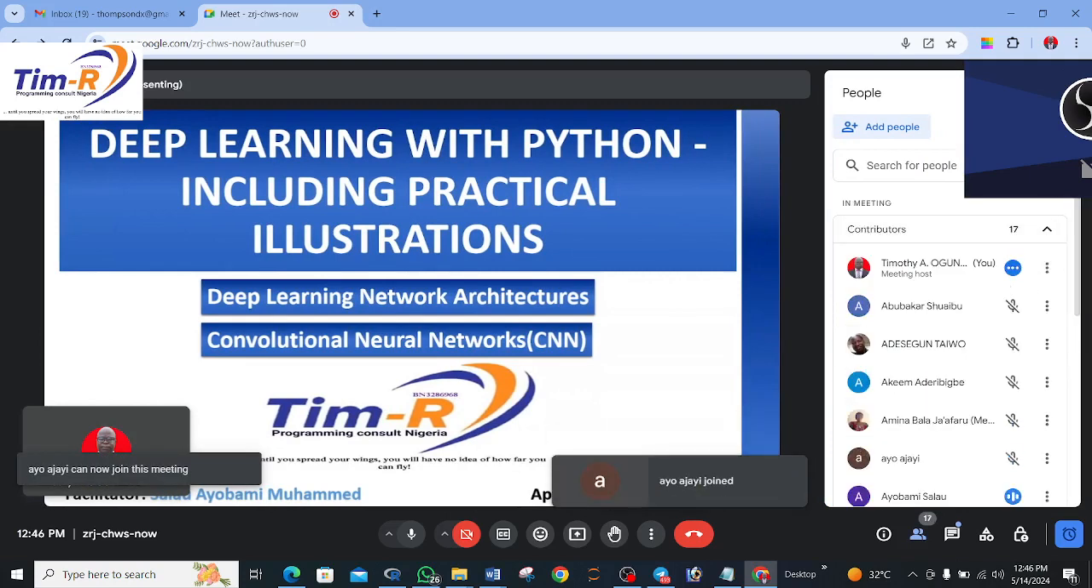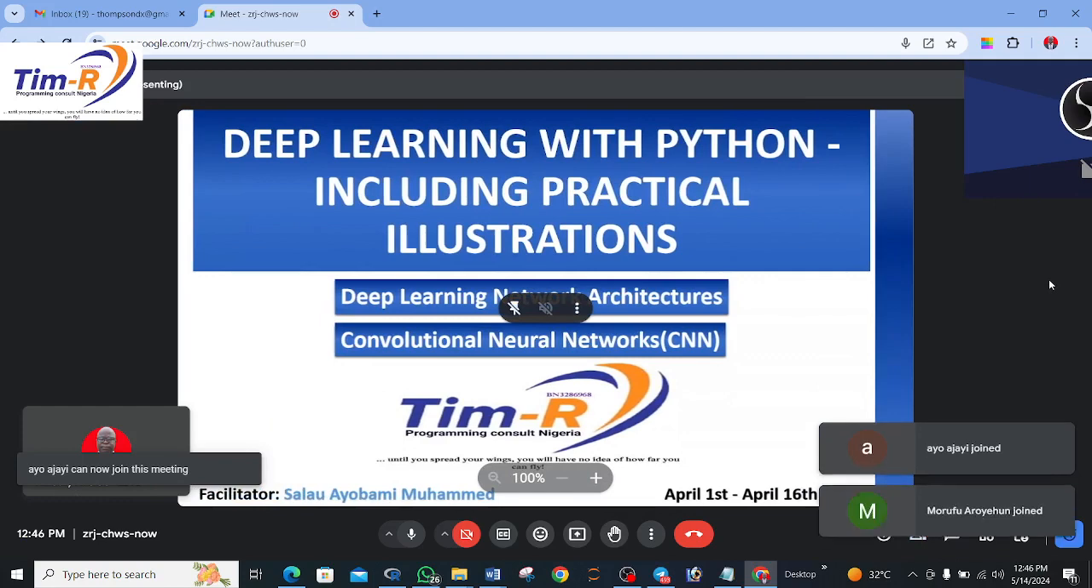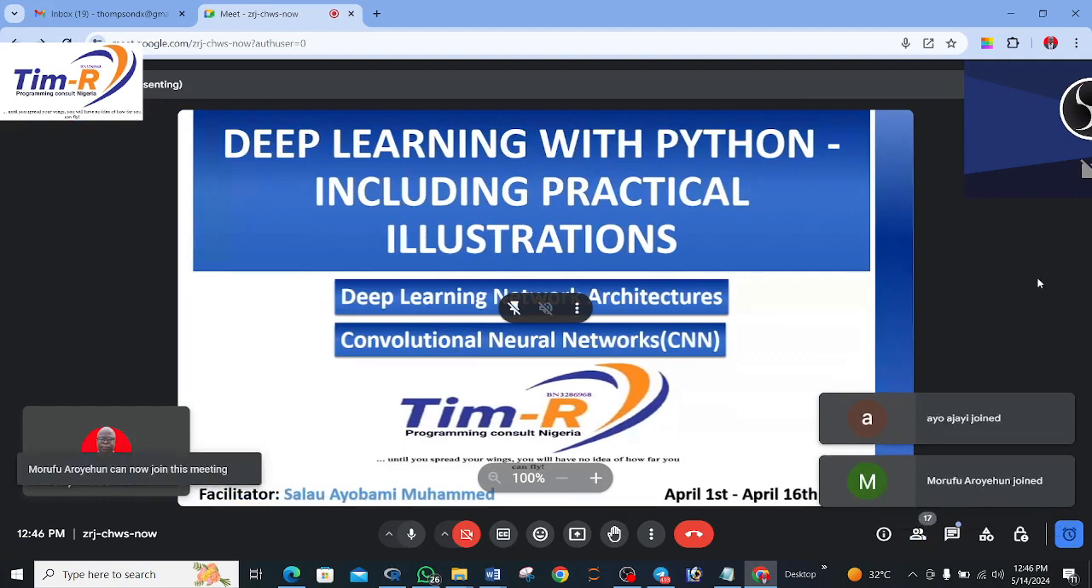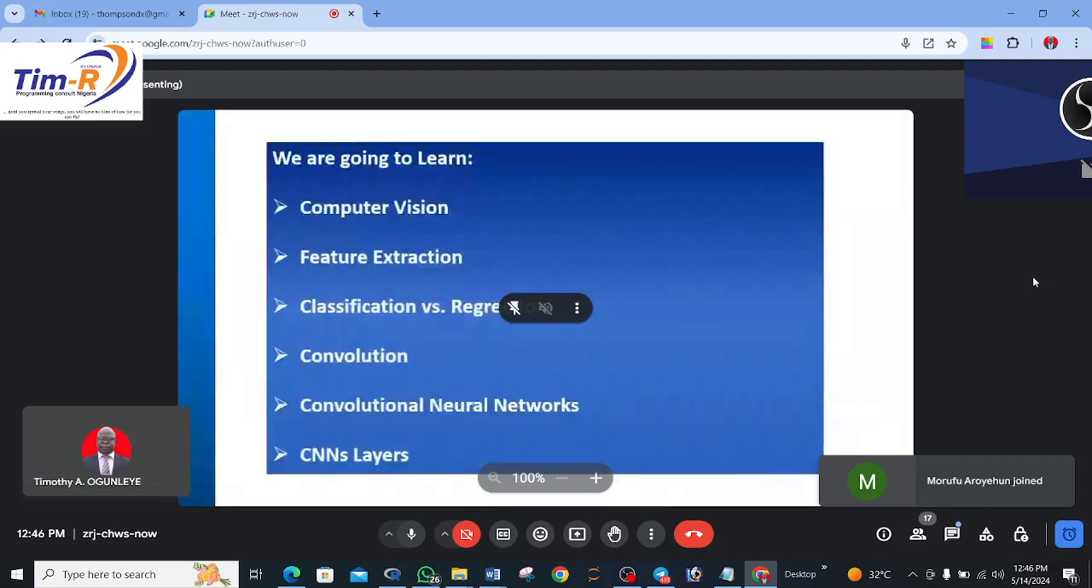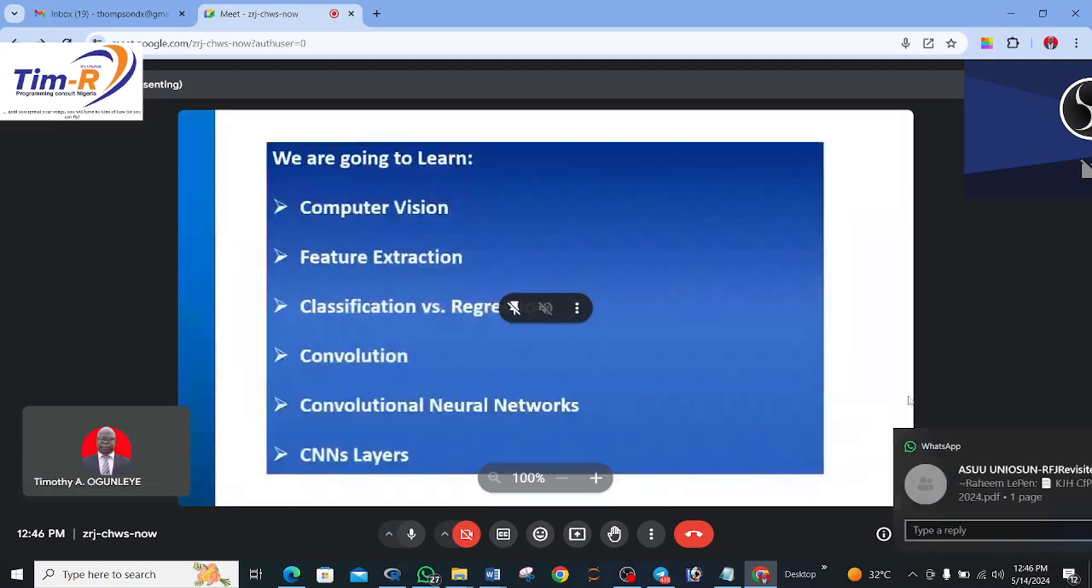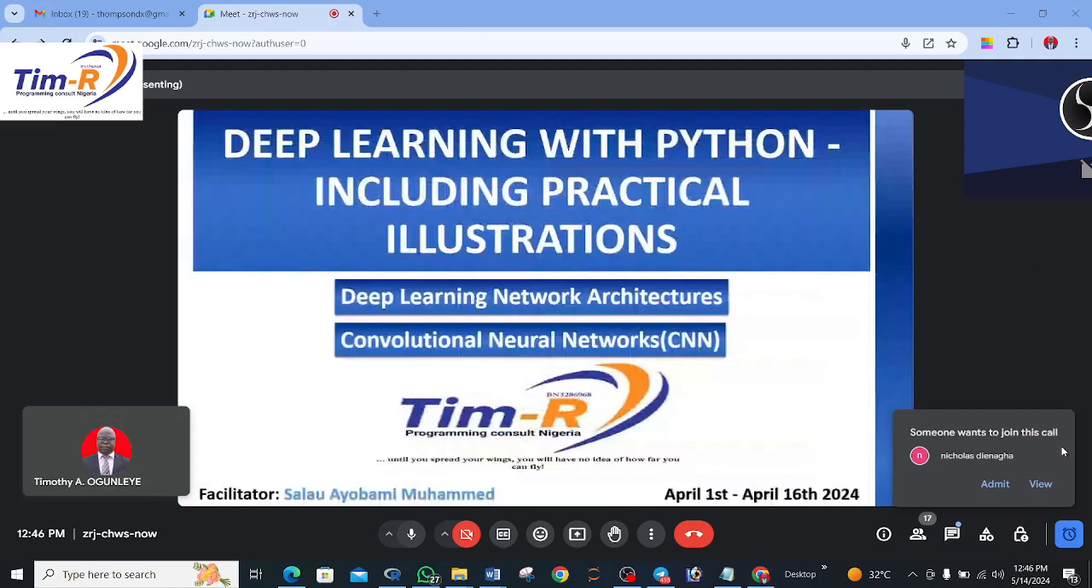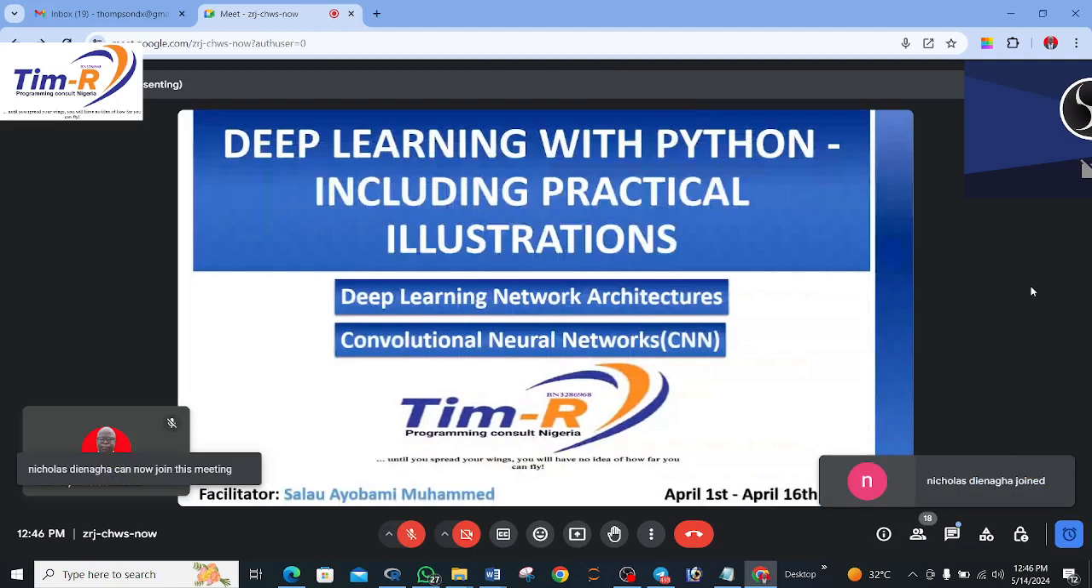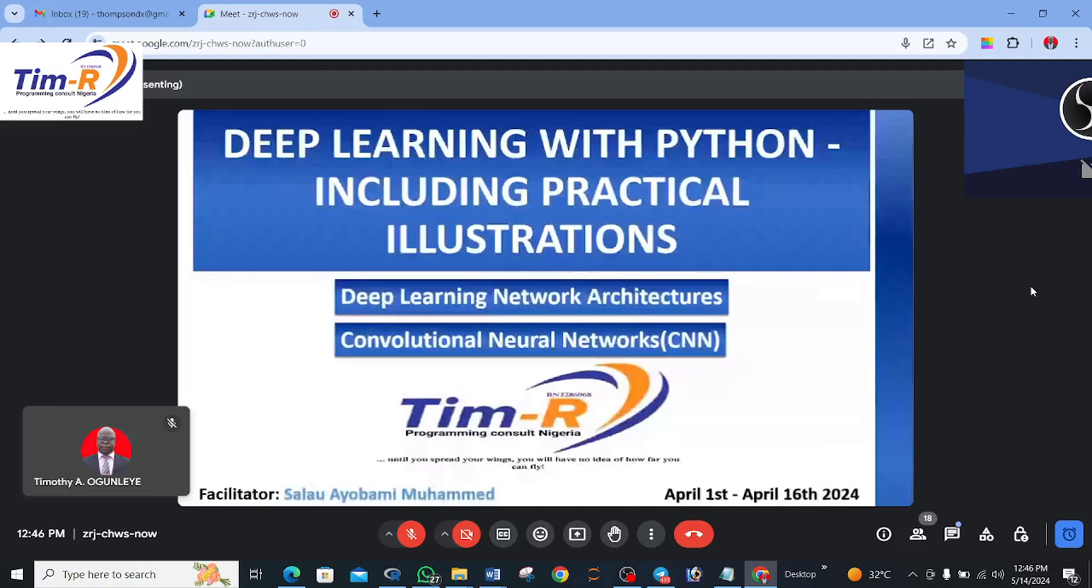We are going to continue from where we stopped yesterday. We looked at how to feed a deep neural network, and we talked about the roadmap that we're going to follow. Now we are already in the architecture aspect. What we're going to do is talk about one particular architecture: CNN, convolutional neural networks.